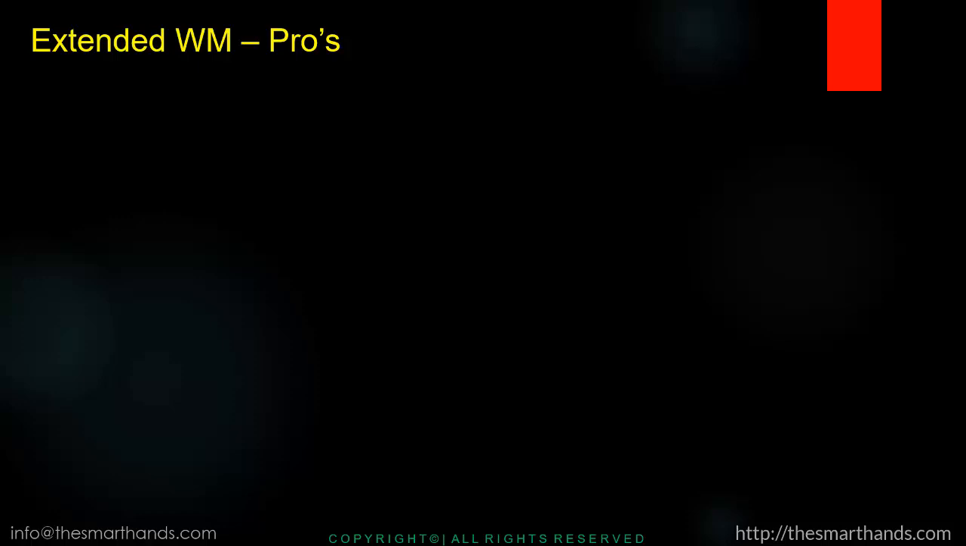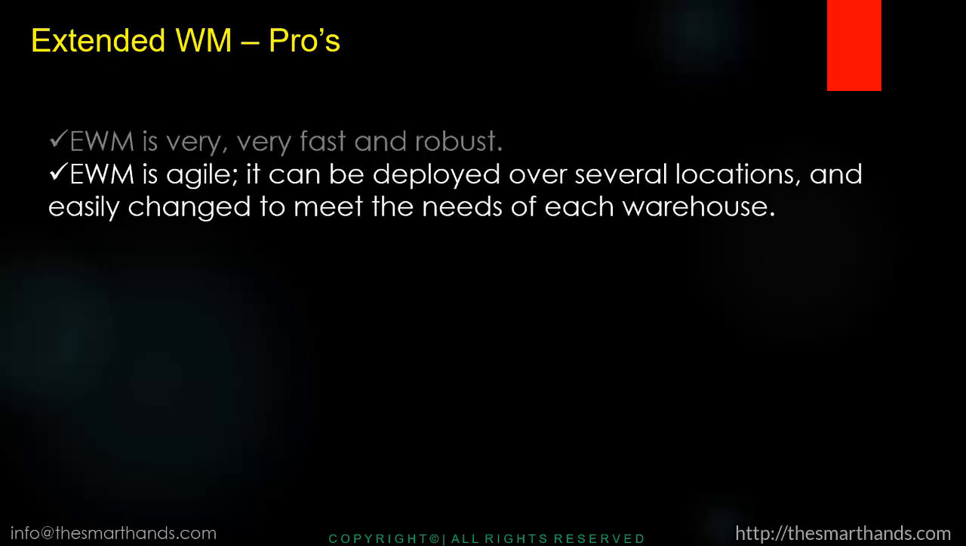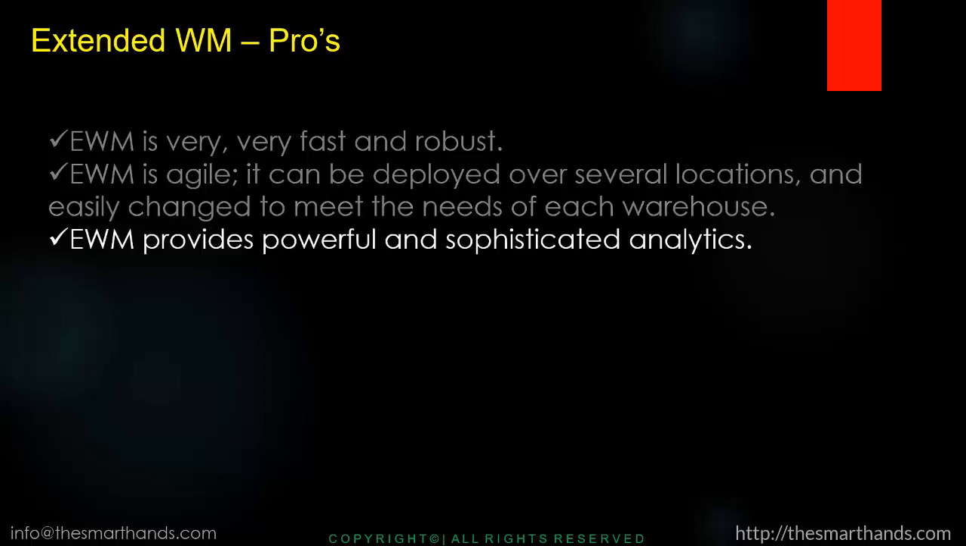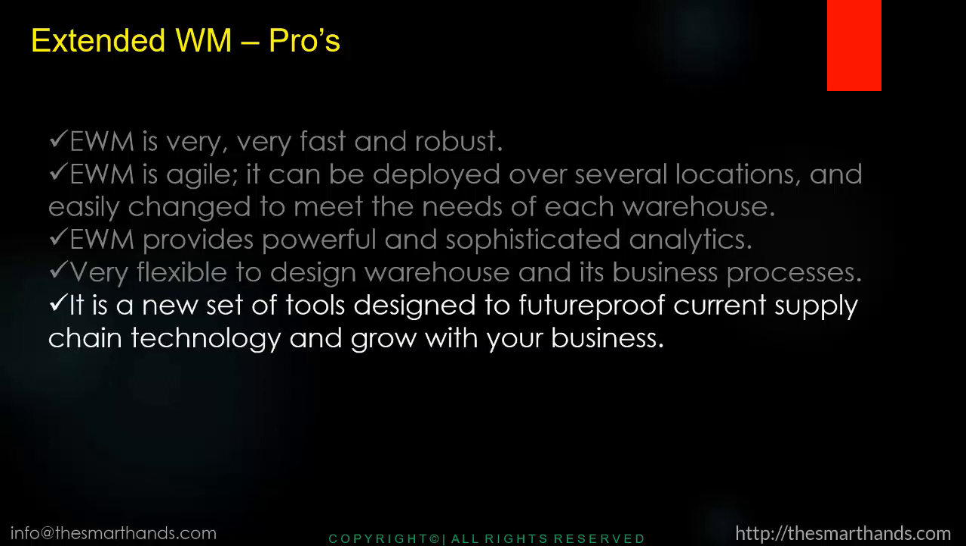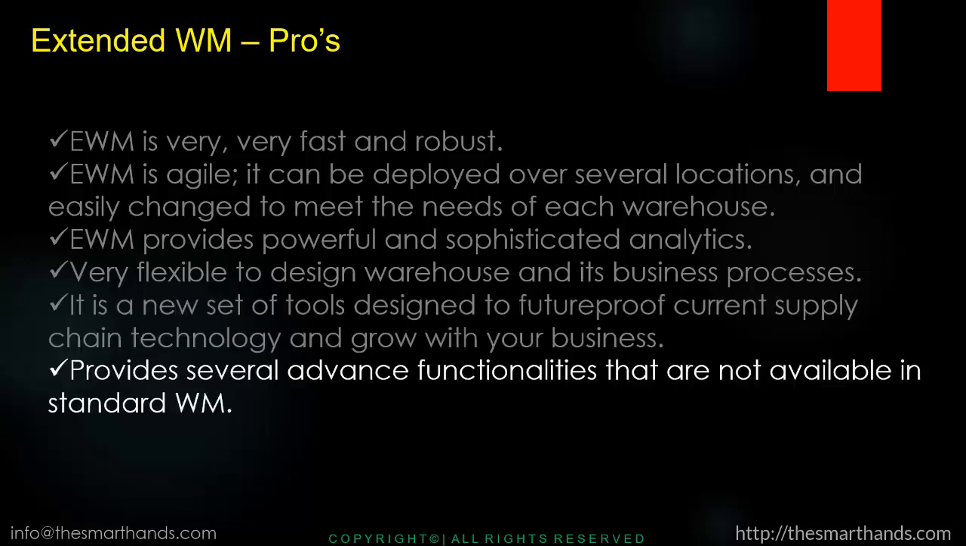So let's talk about the pros of extended warehouse management. EWM is very fast and robust. EWM is agile. It can be deployed over several locations and easily changed to meet the needs of each warehouse. EWM provides powerful and sophisticated analytics, and is very flexible to design the warehouse and its business processes. It is a new set of tools designed to future-proof current supply chain technology and grow with your business. It provides several advanced functionalities that are not available in the standard WM system.